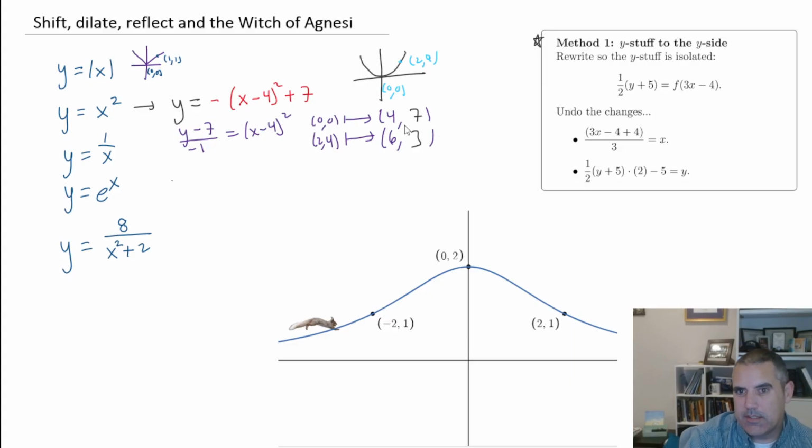The new vertex is going to be at 4, 7, but we already knew that. And it's going to be going through the point 6, 3. Since 6, 3 is below, that means it's a sad parabola. We already knew that. So a lot of this movement stuff reinforces what we already know.